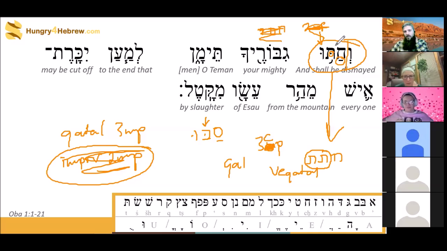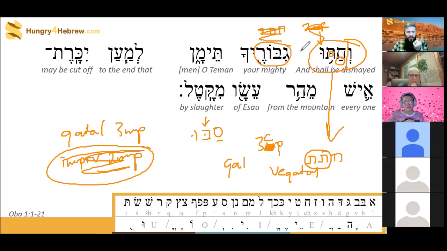Chet Tav Tav is one of those words that shows up in the book of Joshua, where God says, don't be afraid and don't be dismayed, but rather be strong and courageous. So the don't be dismayed part is this root, Chet Tav Tav. I found crumbled with fear in one of the definitions. That's awesome. Crumble with fear. So the giborecha are the ones who are crumbling with fear and being dismayed.